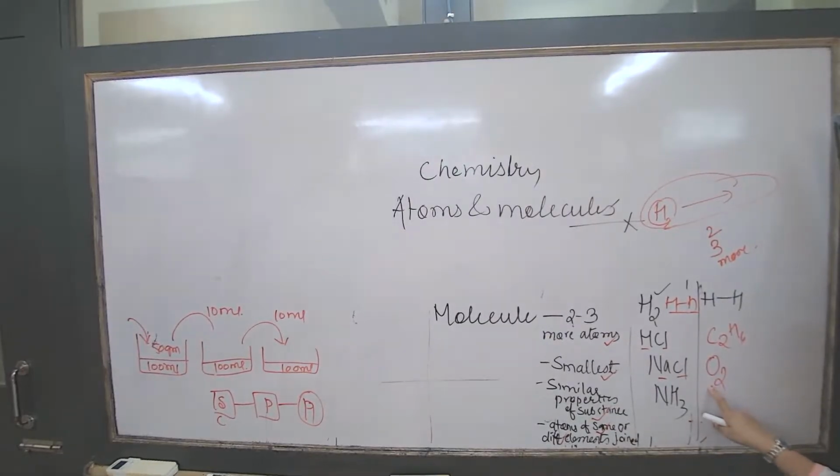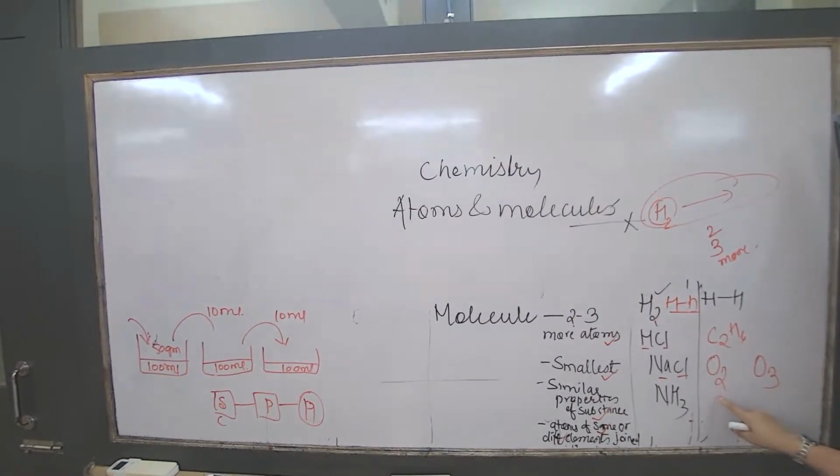If one atom is present, it is monoatomic. If two atoms are present, diatomic. If there are three atoms, then it will be tri-atomic. And for four, it is tetraatomic. This is an oxygen molecule, which is diatomic.